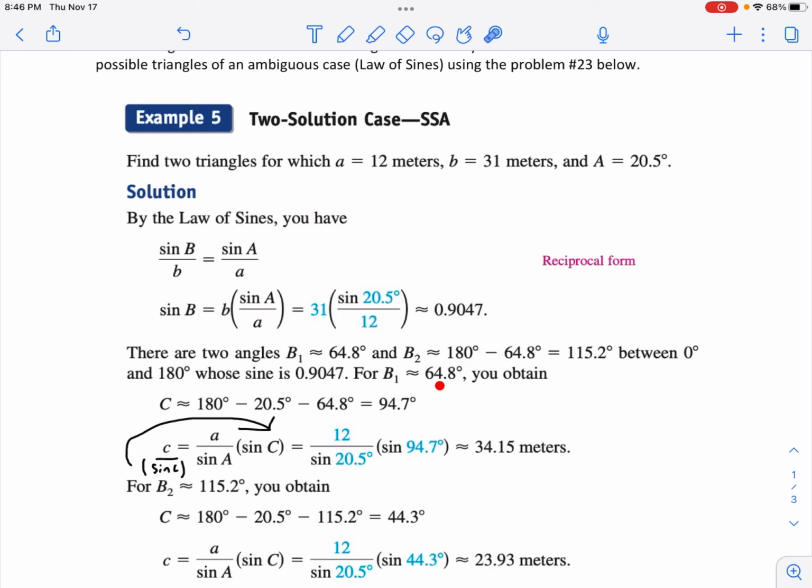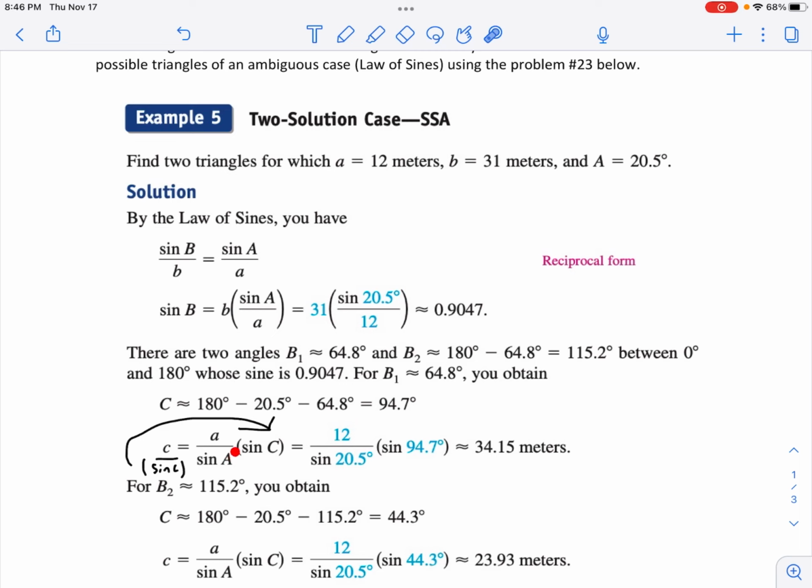So next, we're going to try to find our angle C, because that's the only angle we have left in this triangle. To find this, we're just going to do 180 minus 20.5, which is our first angle, minus 64.8, because all the angles in a triangle always add up to 180, so C will have to be 94.7.